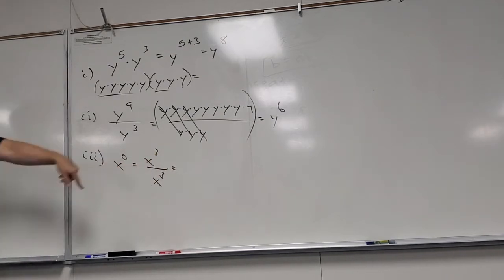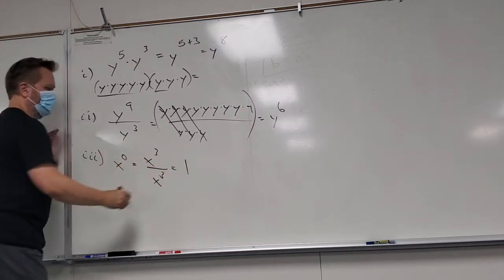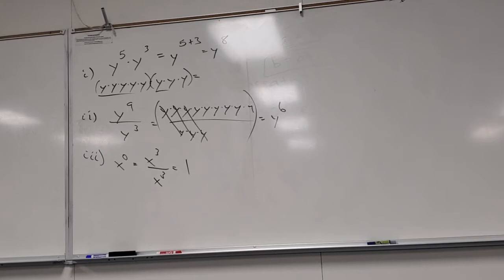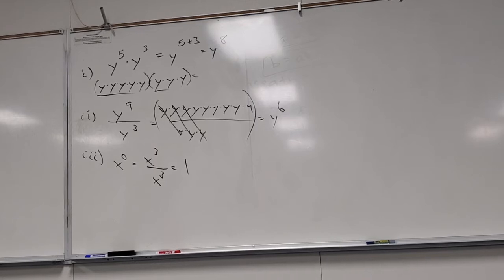But what is something divided by itself? 1, yes? 7 divided by 7 is 1. Anything divided by itself is 1, except for 0. 0 divided by 0 is weird. Just a real quick word about that. What is 0 divided by something? 0, right? What is something divided by 0? Undefined. So 0 divided by anything is 0. Anything divided by 0 is undefined.